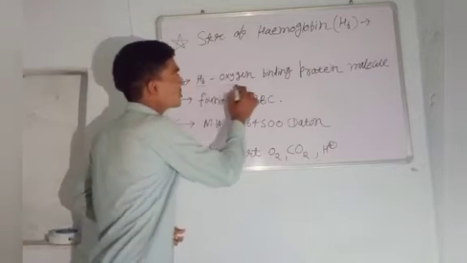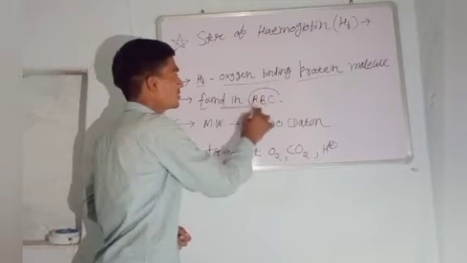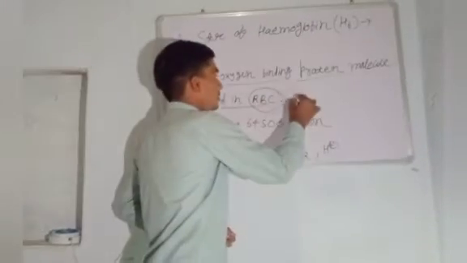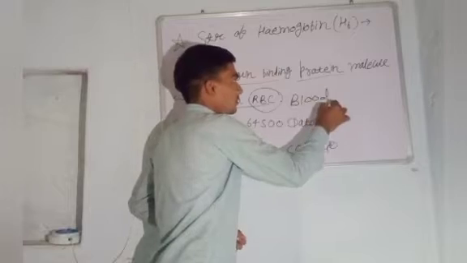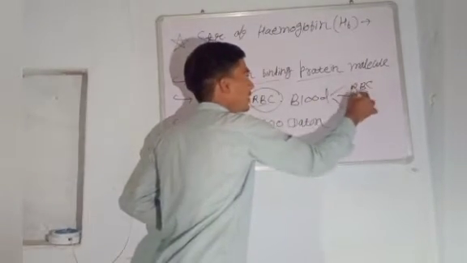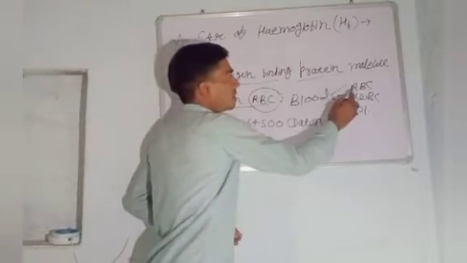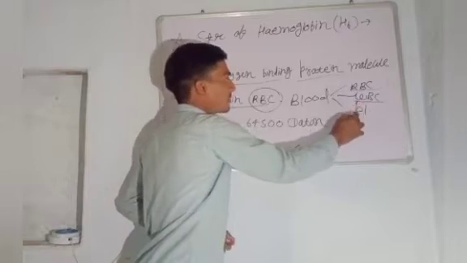Hemoglobin is an oxygen binding protein molecule that is found in RBC. RBC is a part of blood. We know that blood contains three types of cells: RBC, WBC and platelets. That is, red blood corpuscles, white blood corpuscles and platelets.